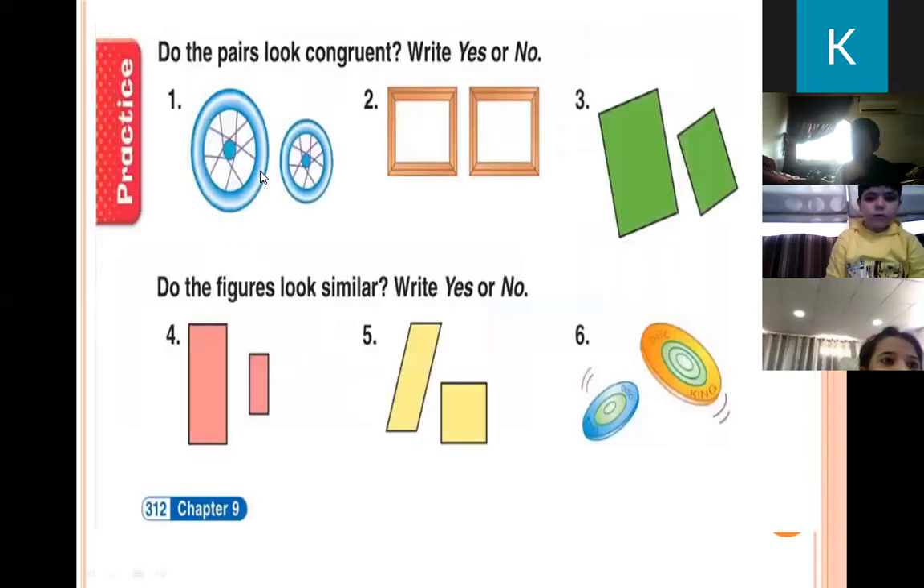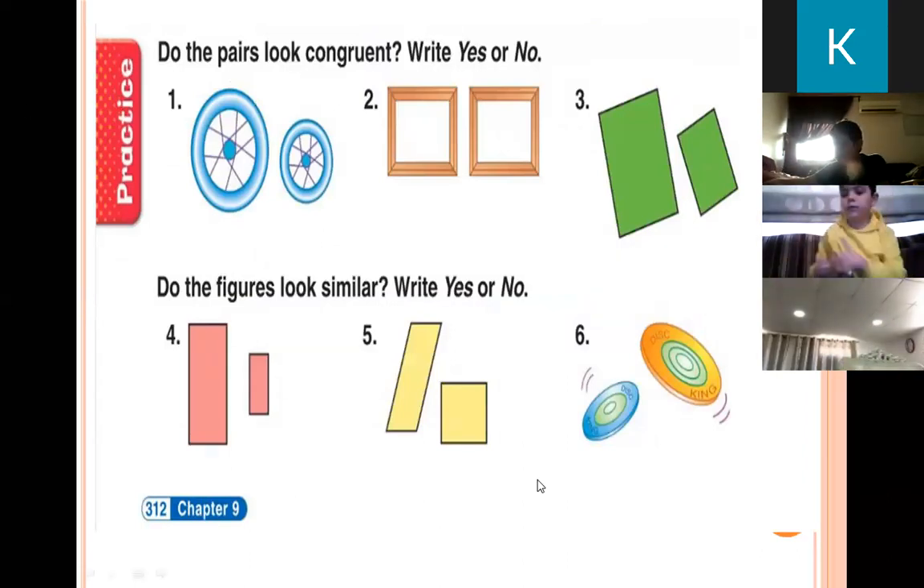Look here now. Open your books, page 312. Open your book, page 312. Do the pairs look congruent? Write yes or no.